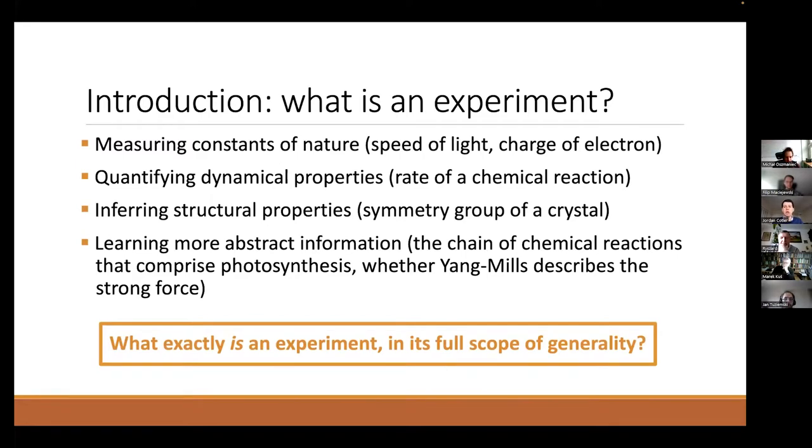Now, part of the goal of this talk, and these works that I cited at the beginning, is to make a precise answer to this question, to formulate this question in the language of computer science, and in particular, quantum information and quantum computational complexity theory. In so doing, we can bring to bear the tools of these subjects to constrain the resources that are required to perform experiments and to have more of a computational viewpoint on what an experiment actually is.